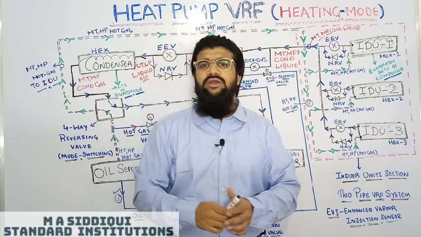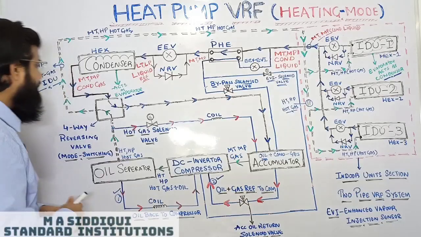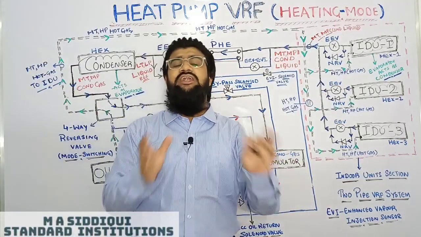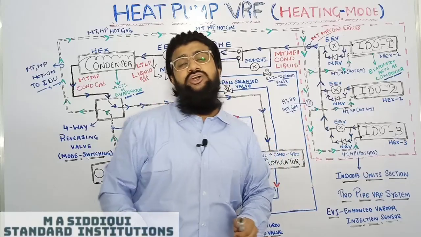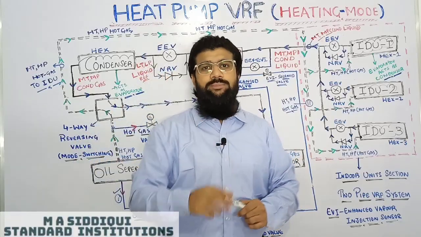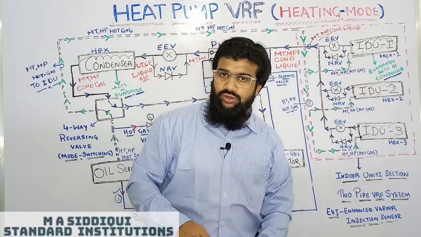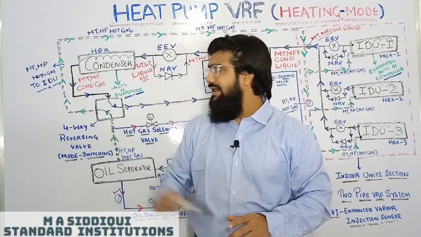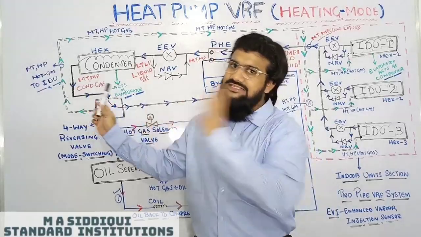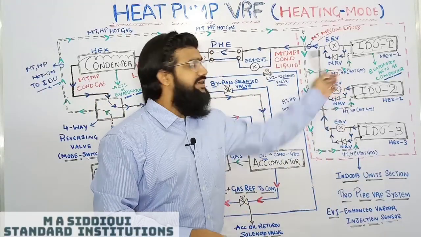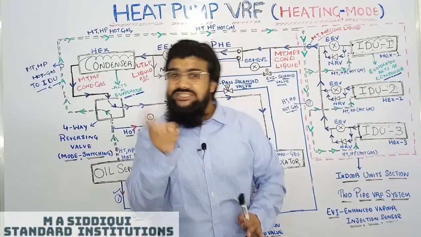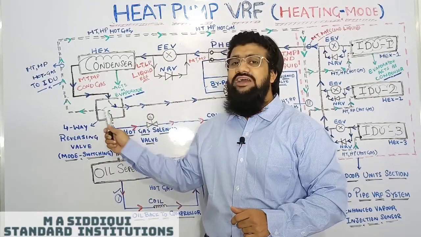How are we doing it? In a heat pump, we are using a four-way reversing valve and an NRV. The combo of NRV and four-way reversing valve plays a major role in carrying out heating and cooling operation. I am explaining the heating mode. How is it carried out? Keep in mind one thing: the condenser acts as evaporator, and the evaporator acts as condenser. The process gets reversed with the help of the four-way reversing valve.